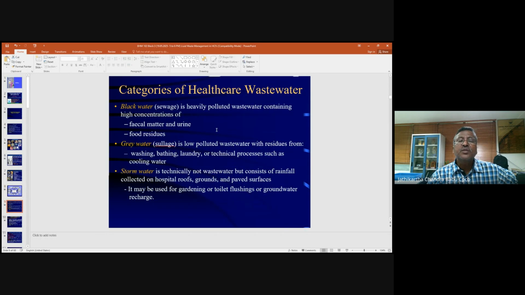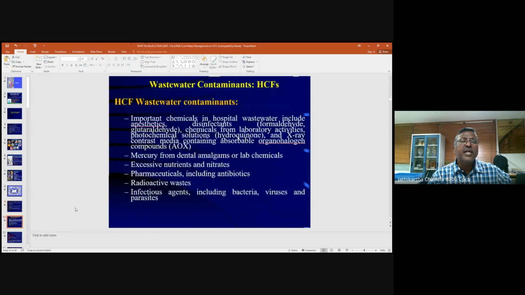Wastewater generated from the hospital may be categorized into 3 types. Please kindly remember this, you can expect it as a part of the question. Black water is nothing but sewage. Gray water is called sullage, especially the low polluted wastewater with residues from washings, bathing, laundry, or technical processes such as cooling water. And storm water is nothing but the runoff water. These are the 3 categories of wastewater.